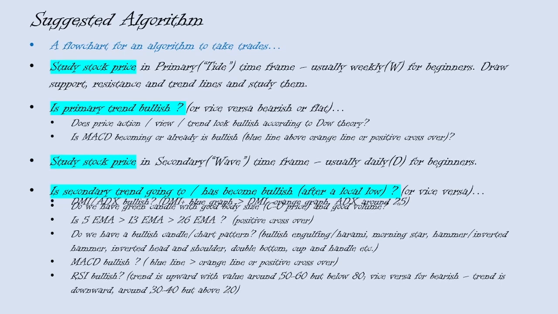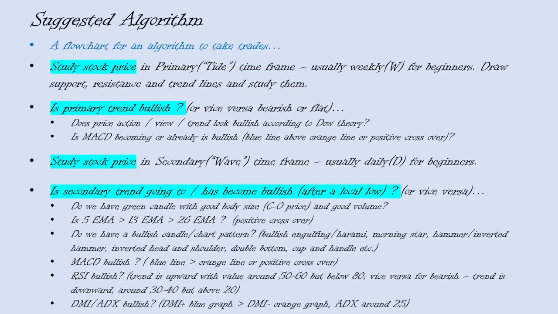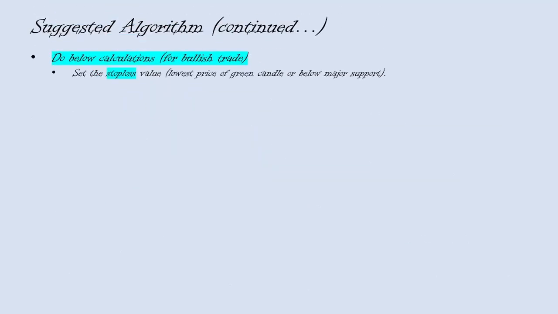We also have to check whether DMI and ADX is bullish. That is, is DMI plus, the blue graph, greater than DMI minus, the orange graph? See, blue, orange, etc. are all colors that I'm saying from in.tradingview.com. Suppose you are using some other websites, then these colors might be different. But these sort of patterns and indicators tell us whether there is going to be a bullish trend now, in the secondary time frame, that is what we are looking at. Once we ensure that all this is happening and we are sure that a bullish trend is happening, then we have to compute our stop loss.